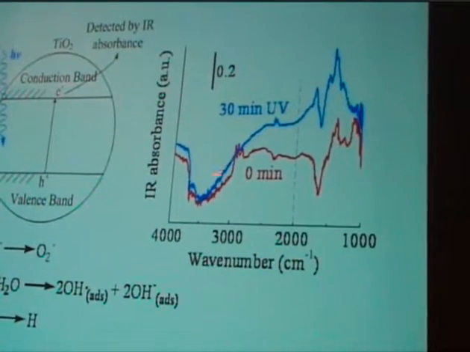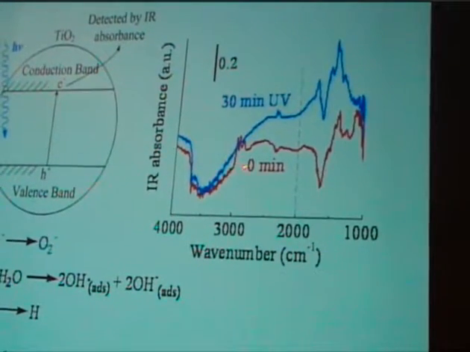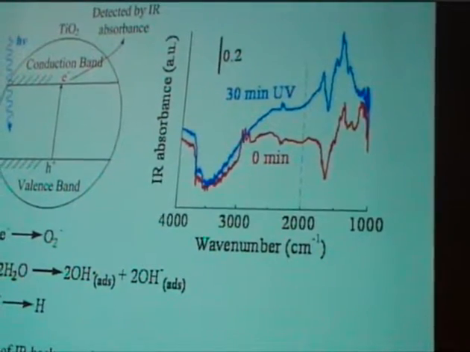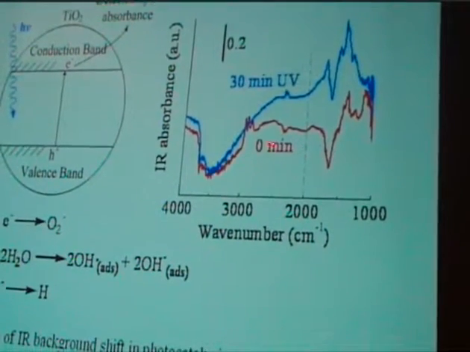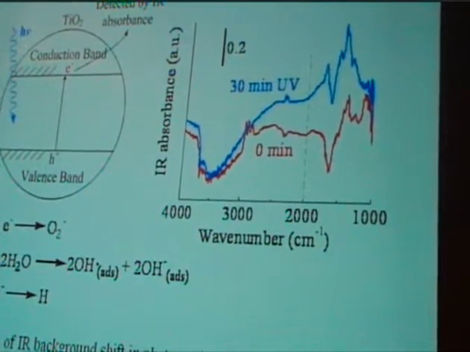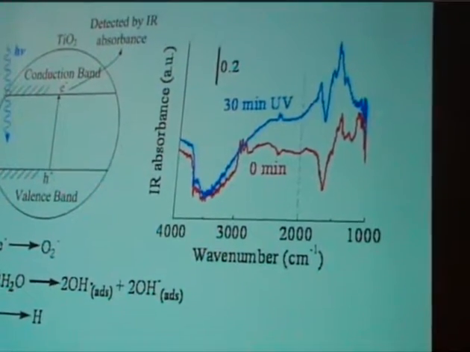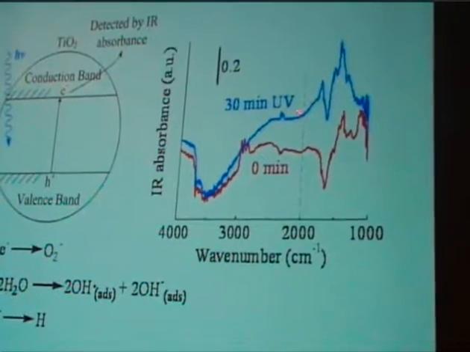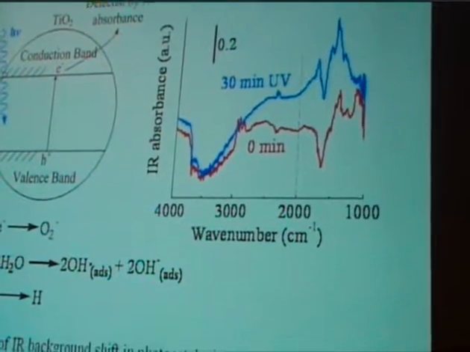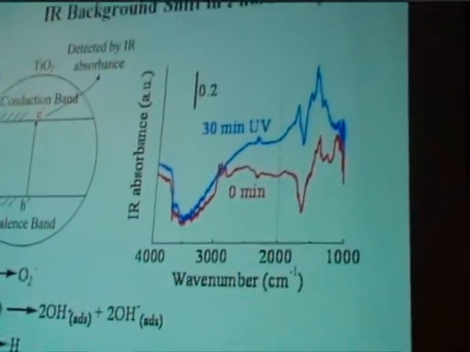And this creates a background shift in this example that we saw in our lab. You can see how at 0 minutes, this is the background IR spectrum, and after 30 minutes of irradiation, the whole background shifts up because of this absorbance of IR by the electrons.